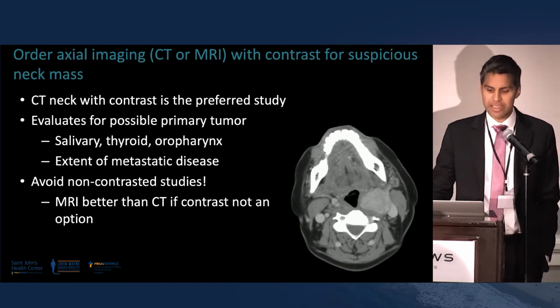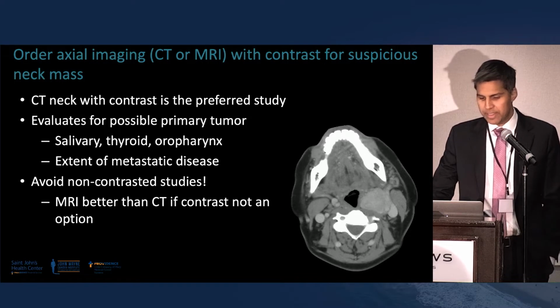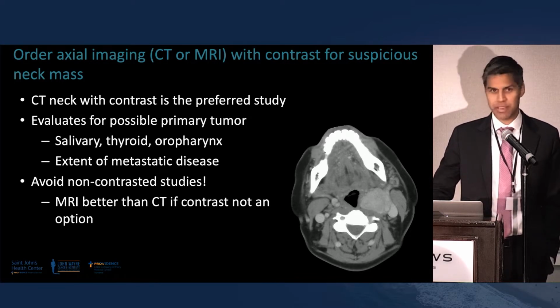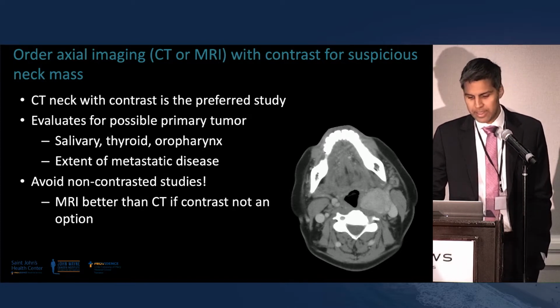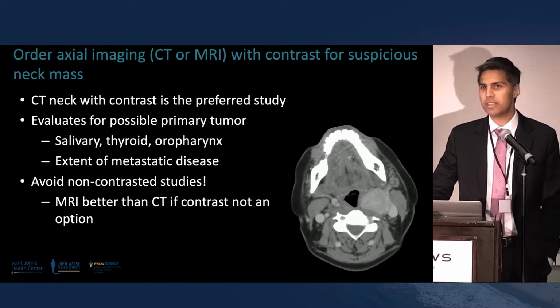Another key slide is, and this is untimely because of our shortage of contrast, but the key study to get for most adults with a suspicious neck mass, suspicious for cancer, is a CT or MRI with contrast. The CT is usually what I go for because it's more expeditious and cheaper.